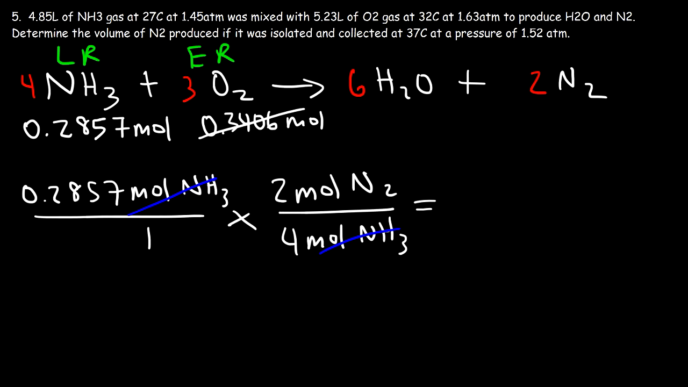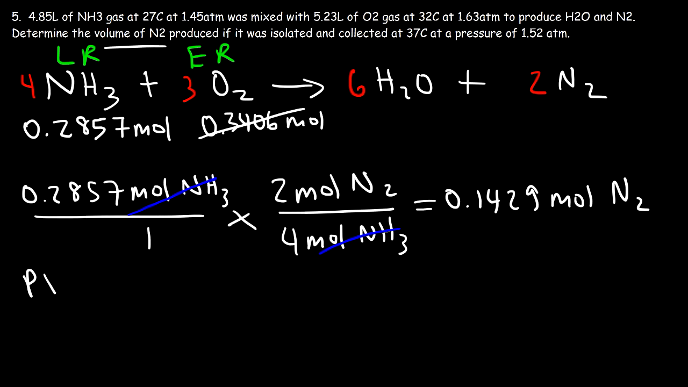So 0.2857 times 2 divided by 4, that's about 0.1429 moles if you round it. So now that we have the moles of N2, we can use that to calculate the volume of N2.